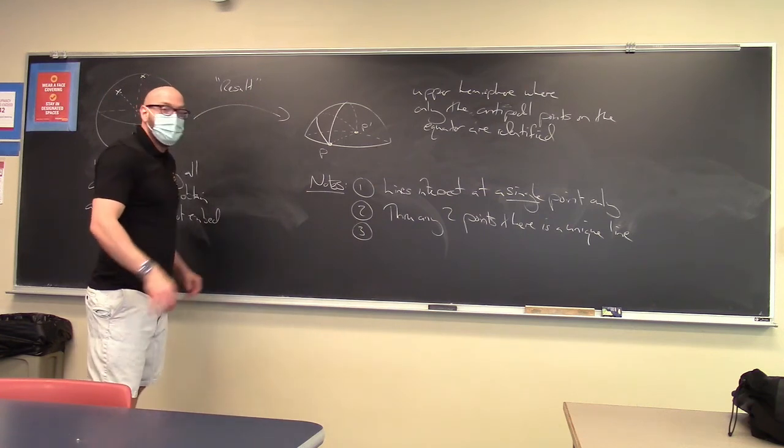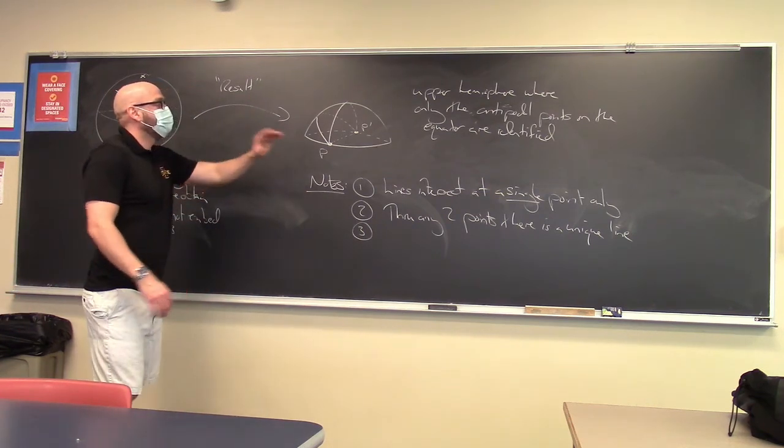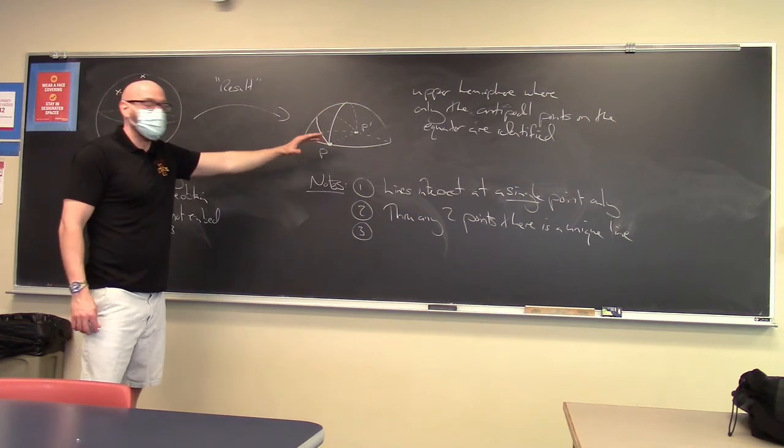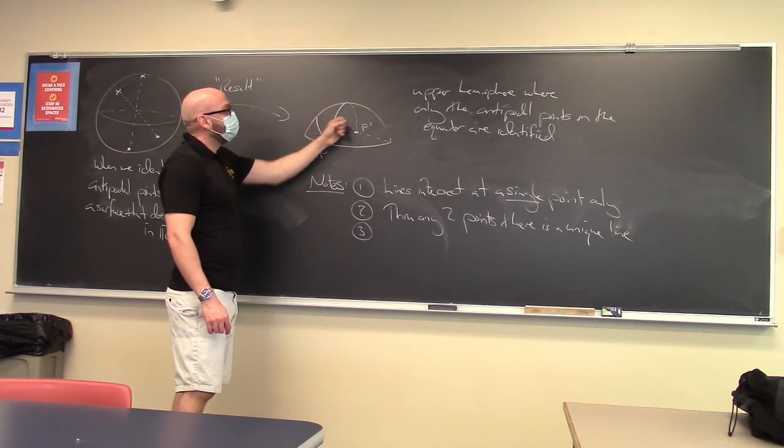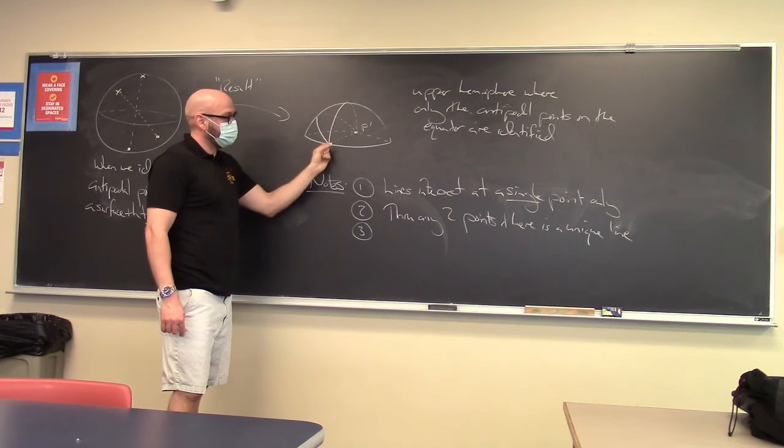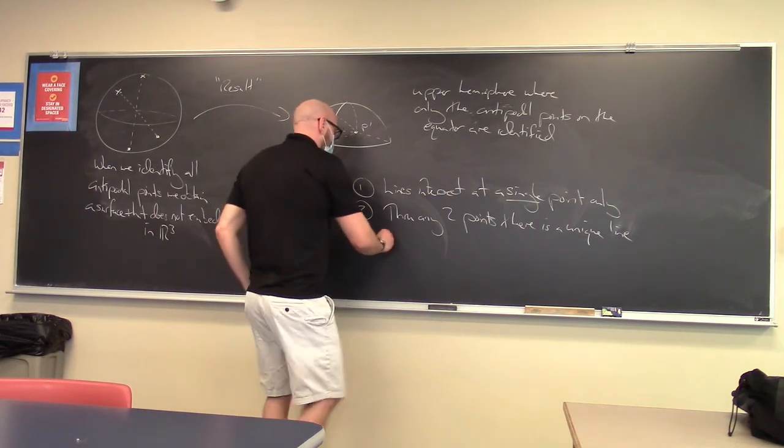Once again, we still have no parallel lines. Doesn't matter which lines you draw on here. You draw 2 lines, they're going to intersect. Even these 2 that I tried really hard to not make them intersect, they still want to intersect along the equator. So there's no parallel lines.